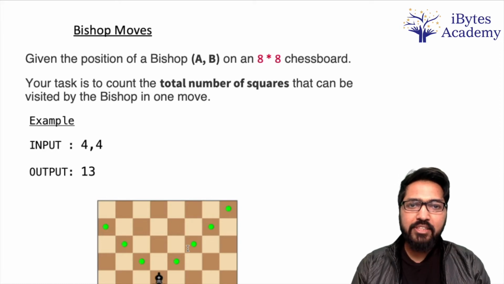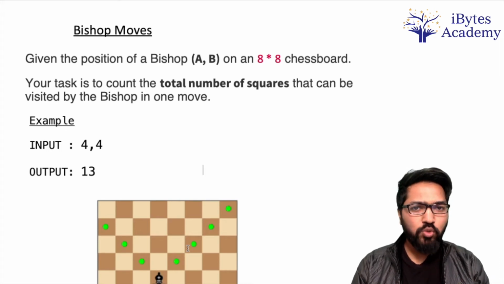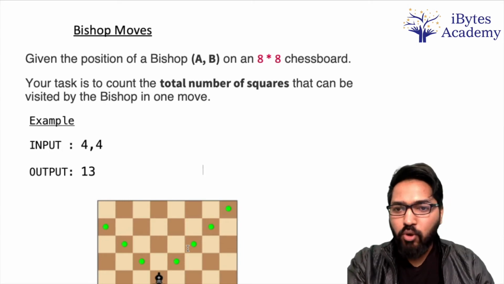The problem we are discussing today has been asked in a Goldman Sachs interview and it is about a chessboard. We have already covered one problem on this channel regarding a chessboard, which was queen moves. Today's problem is bishop moves. So let's dive into the problem.